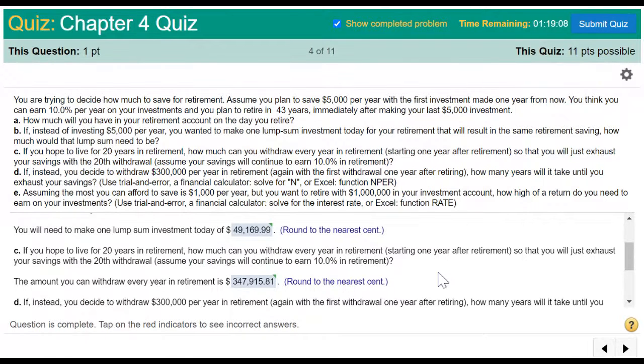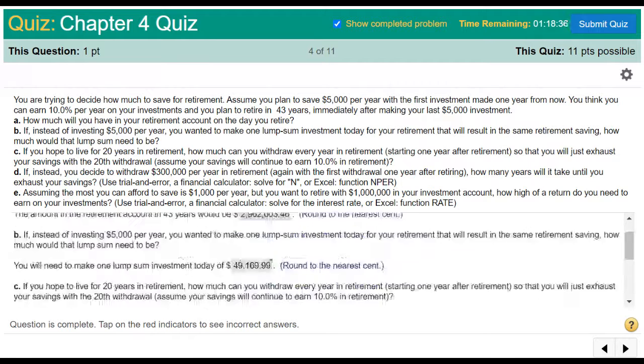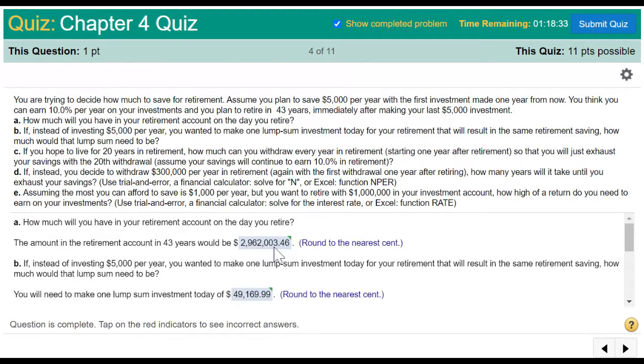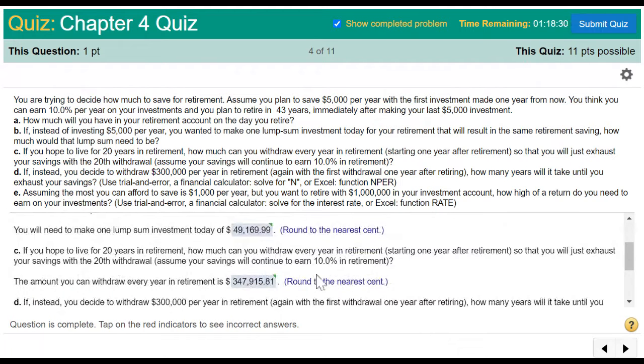The second part says, if you hope to live 20 years in retirement, how much can you draw every year in retirement until you exhaust it? So here, I'm solving for payment. N equals 20, IY equals 10. I leave payment alone. Future value is 0. Present value is 2,962,003.46. And then I compute for payment. I should come out to 347,915.81.